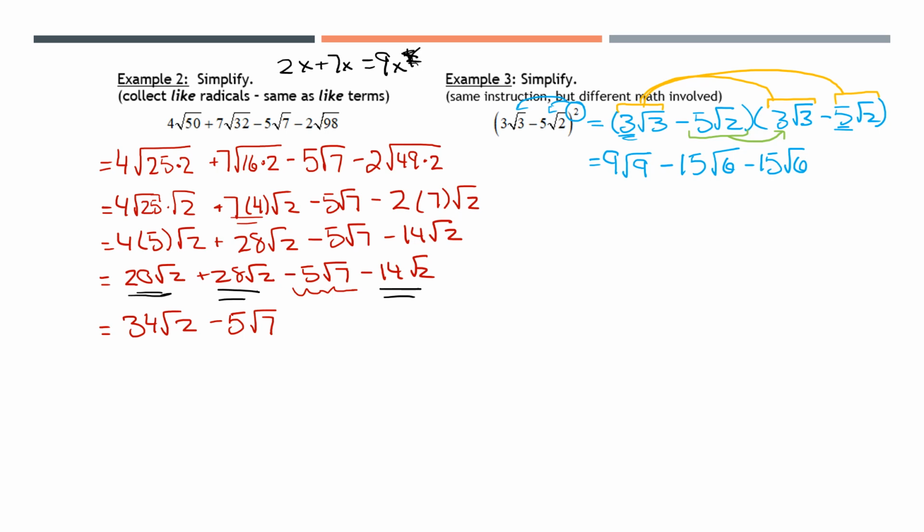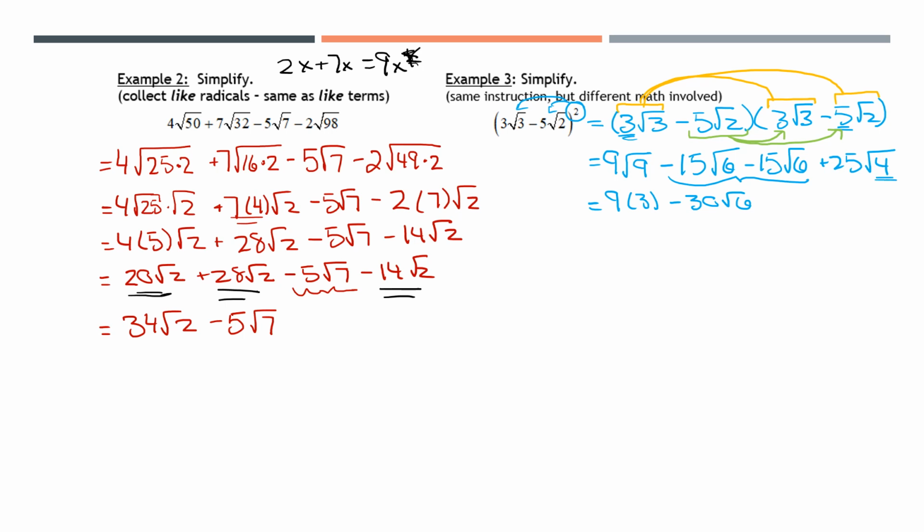And then the last term is negative 5 root 2 times negative 5 root 2. Negative 5 times negative 5 is 25. Integers times integers, and radicals times radicals. We can simplify some of this stuff. This is a 3 here. These two are like terms. Negative 15 root 6 minus 15 root 6 is going to give us negative 30 root 6.